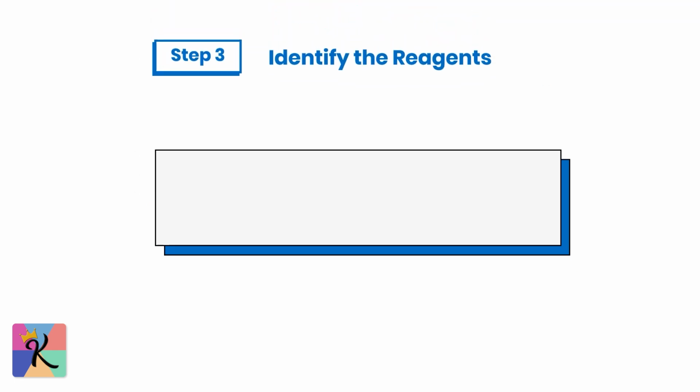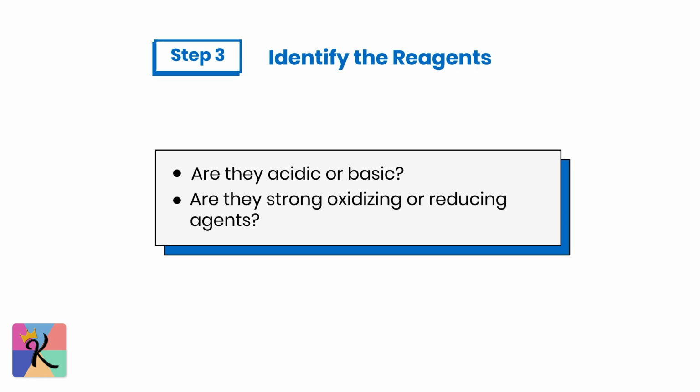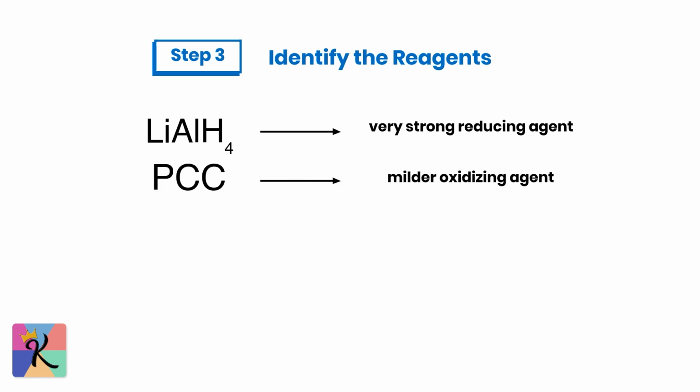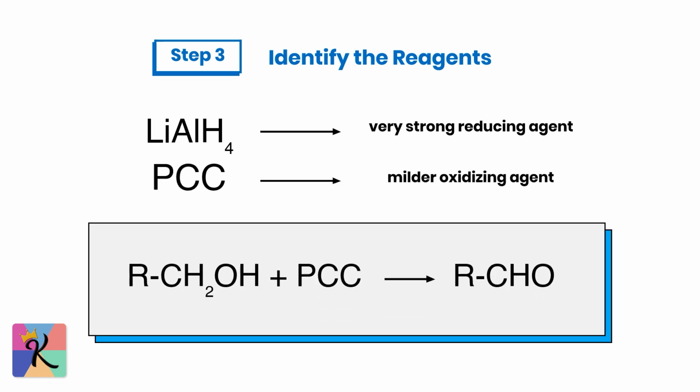Once the functional groups are identified, turn your attention to the reagents. Are they acidic or basic? Are they strong oxidizing or reducing agents? For example, LiAlH4 is a very strong reducing agent, while PCC is a milder oxidizing agent that stops at an aldehyde instead of converting it all the way to a carboxylic acid.